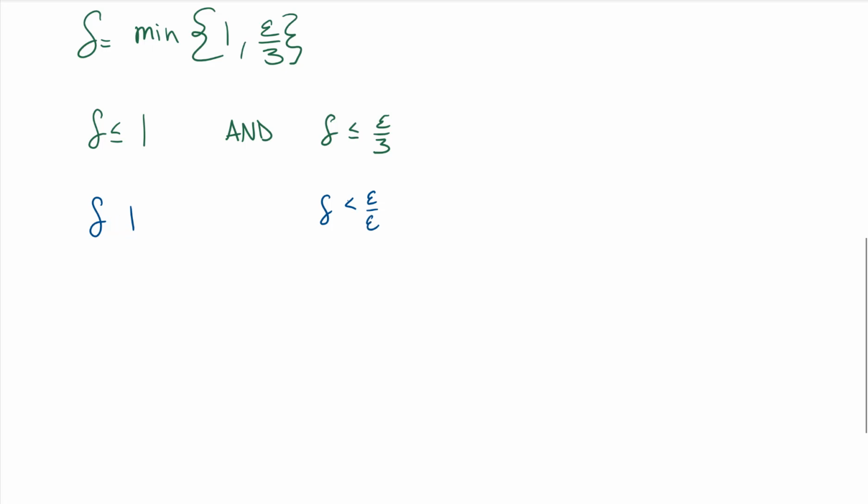Or vice versa. What if epsilon over 3 was the smaller of the two? Then we would say that delta was equal to epsilon over 3, because that's the smaller of the two. And since that's the smaller of the two, epsilon over 3, that's less than 1. So delta is less than 1. And that's why we have that both of them are less than or equal to those values. So we would say that delta is both less than or equal to 1 and delta is less than or equal to epsilon over 3.